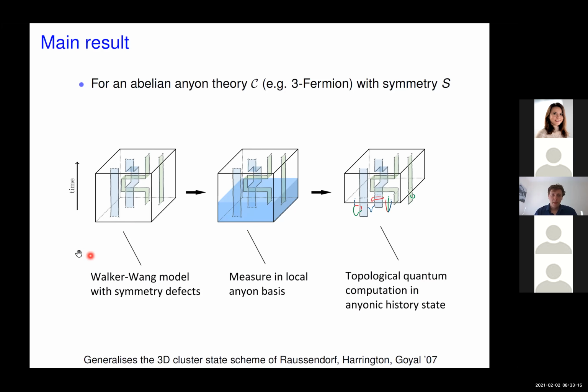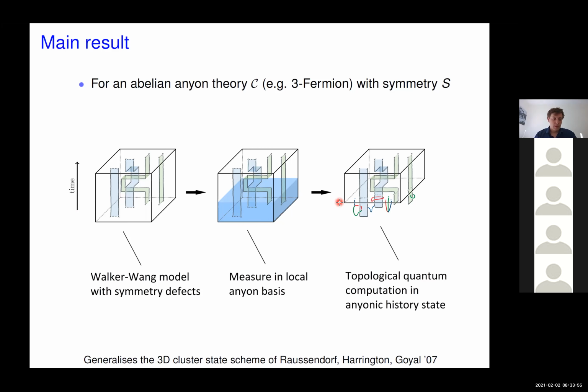Pictured here is a schematic of how the computation proceeds. So we take one of these Walker-Wang models, which is defined by some input anyon theory, like the three fermion, which we'll explain in a minute. And we use its ground state as a blueprint for the computation. We identify one of the directions as simulated time. And then to perform the computation, we insert certain lattice defects and twist defects into the state, which are based on the symmetry of the anyon theory. Then by performing a bunch of single qubit measurements on the ground state of the model, we can drive the computation and generate a history state that encodes the topological quantum computation within.